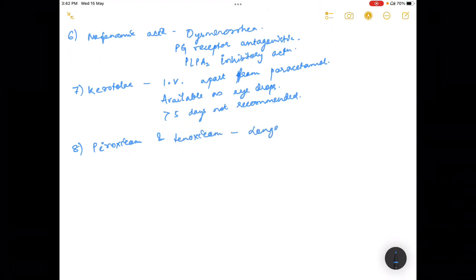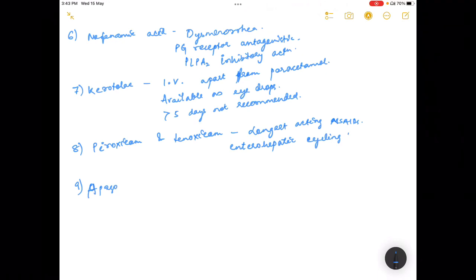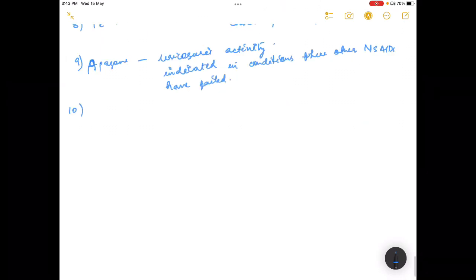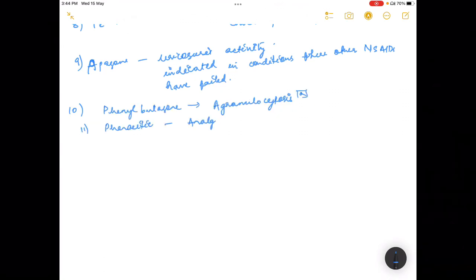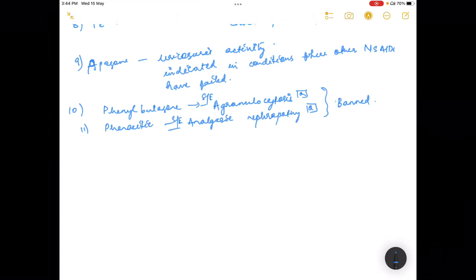These are the longest acting NSAIDs, and this is due to enterohepatic cycling of these drugs. Azapropazone is another drug which has potent uricosuric activity, and this is indicated in conditions where other NSAIDs have failed. Now there are two more drugs which have been banned. The drugs which have been banned are phenylbutazone, due to agranulocytosis, and phenacetin, due to analgesic nephropathy. Okay, this was about the non-selective COX inhibitors.